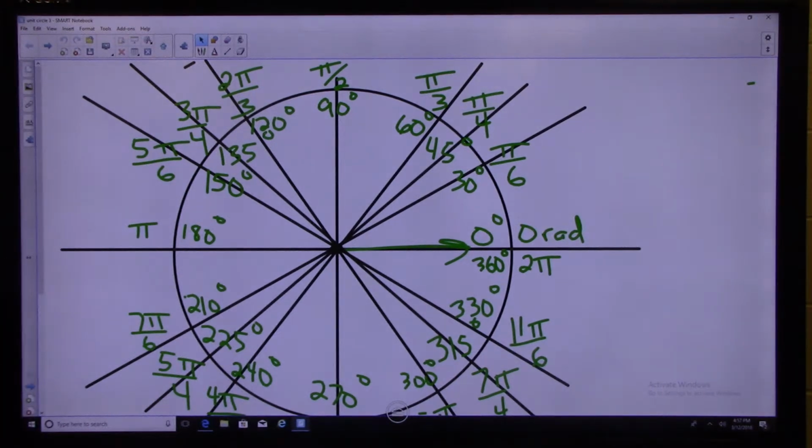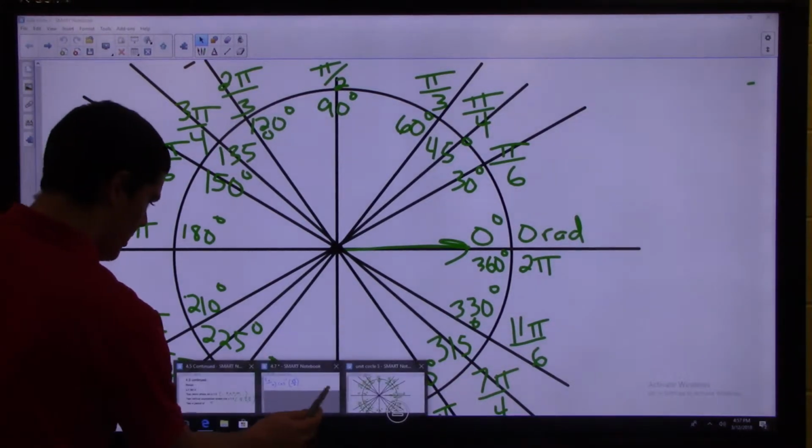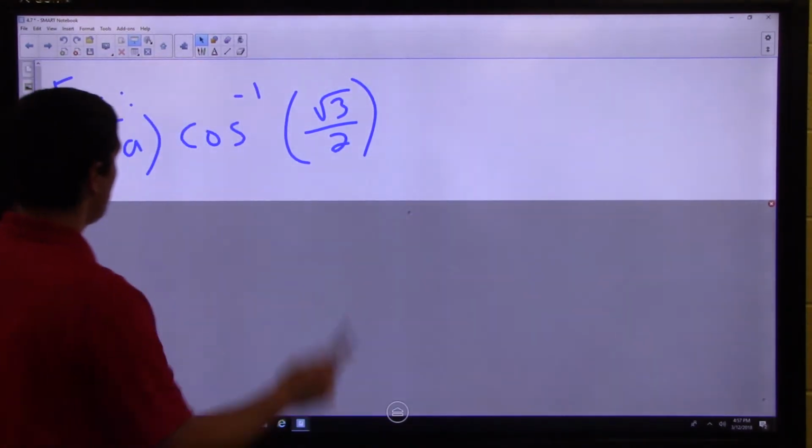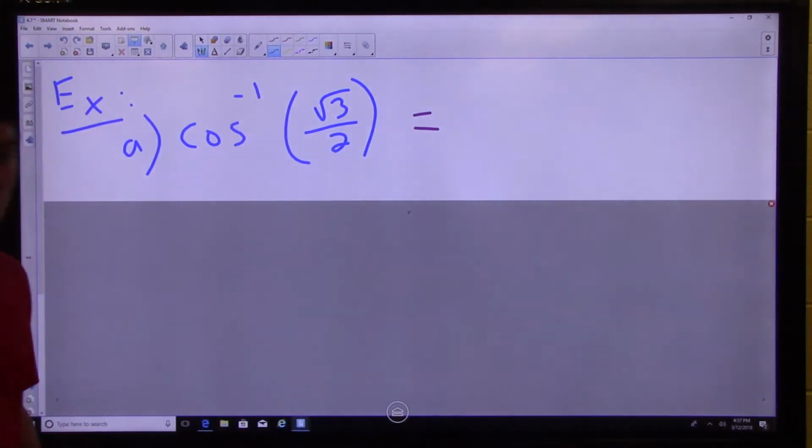There it is. All right, so here we go. Again, the question you need to ask yourself is, what did our angle have to be in order for cosine to equal positive square root of 3 over 2? I think it is, right? Let me just double check. Yeah, positive square root of 3 over 2. So what did the angle have to be in order for cosine to be positive square root of 3 over 2? Okay, so let's talk about it.